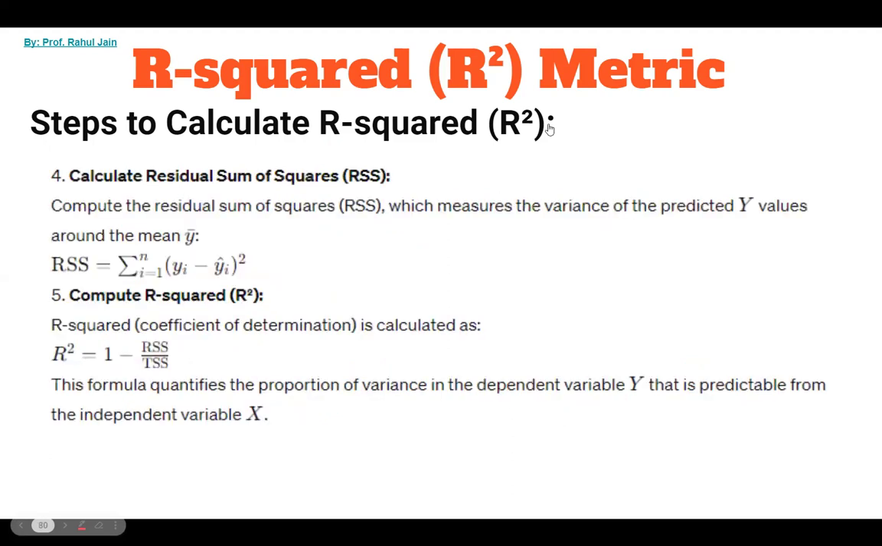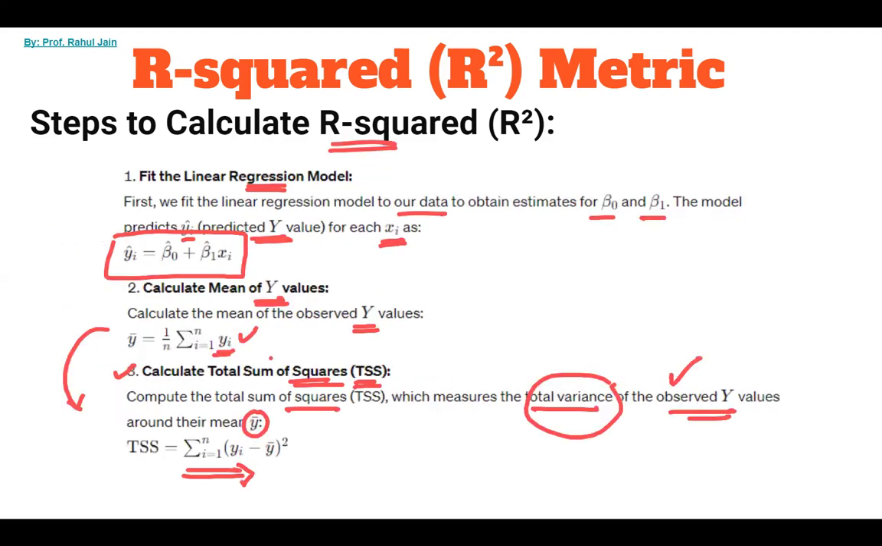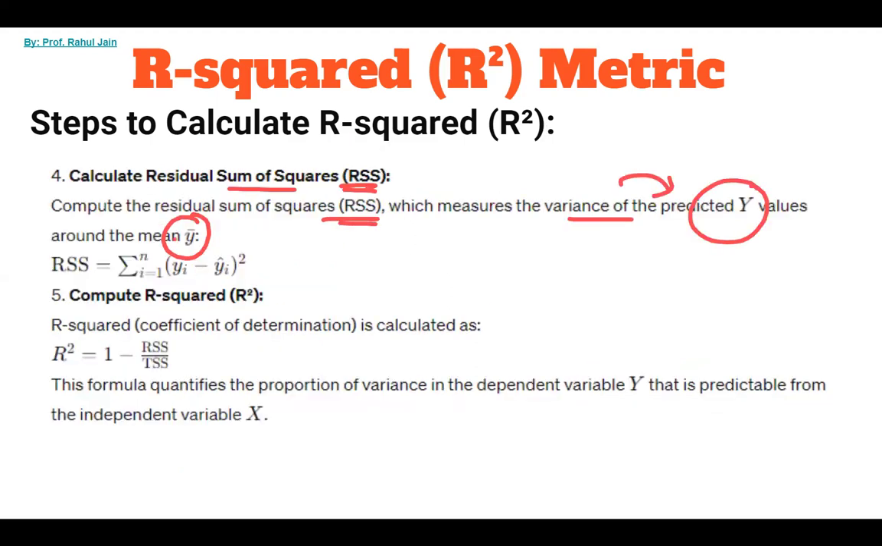Now step 4: after calculating TSS, we calculate RSS, that is the residual sum of squares. So we need to compute the residual sum of squares, which measures the variance of predicted y around mean y. So RSS, the residual sum of squares, is a measurement of variance around the predicted value, whereas TSS, the total sum of squares, is a measurement of variance around the observed value, right? In that way, we calculate RSS with the help of the linear model equation.